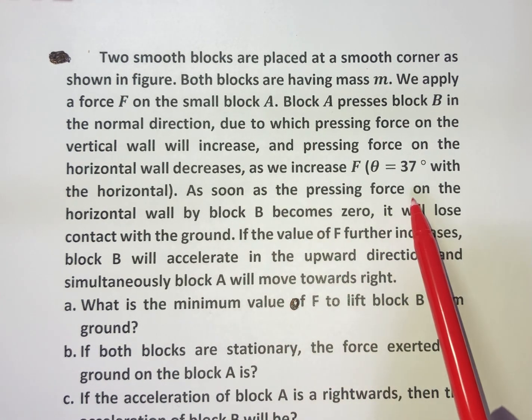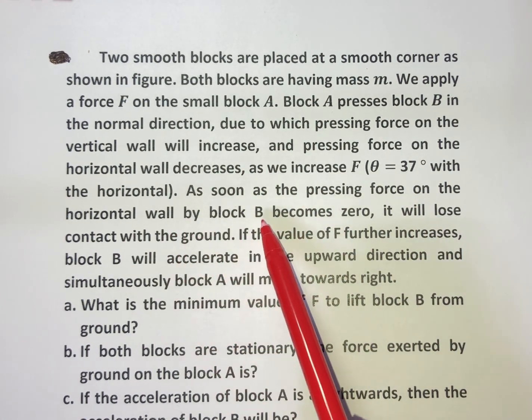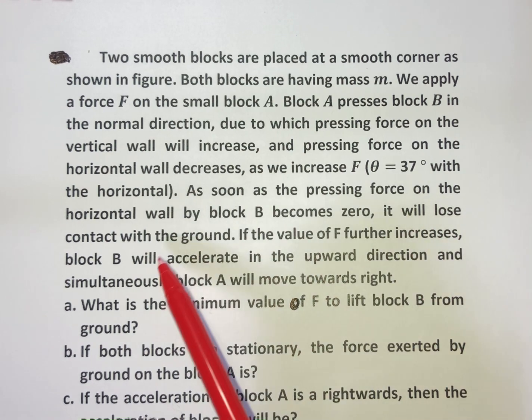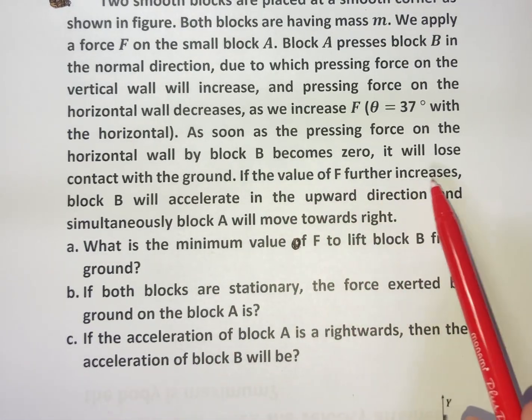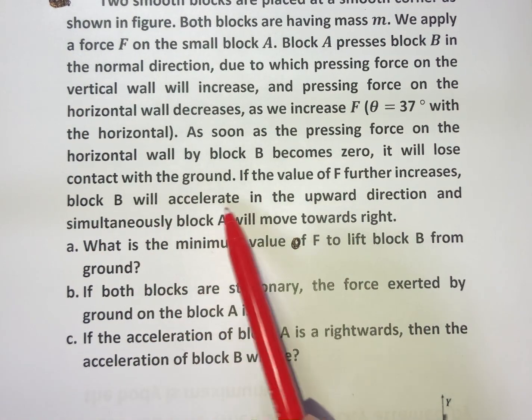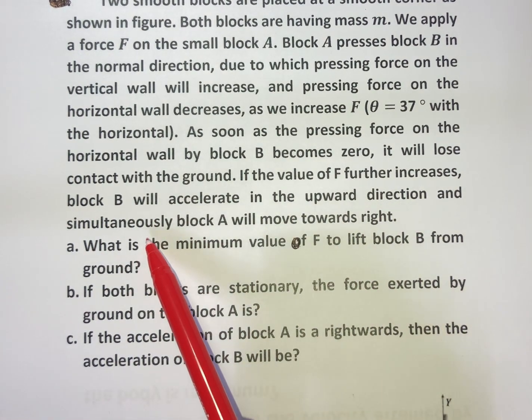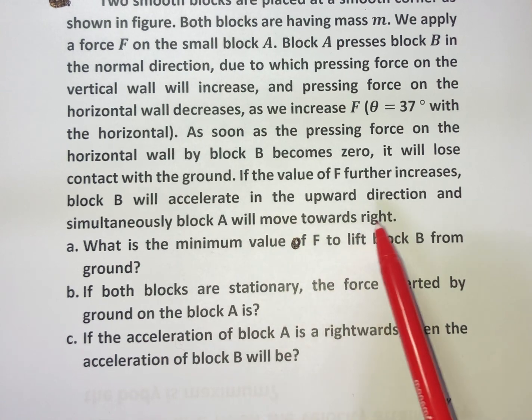As soon as the pressing force on the horizontal wall by block B becomes 0, it will lose contact with the ground. If the value of F increases further, block B will accelerate in the upward direction and simultaneously block A will move towards the right.